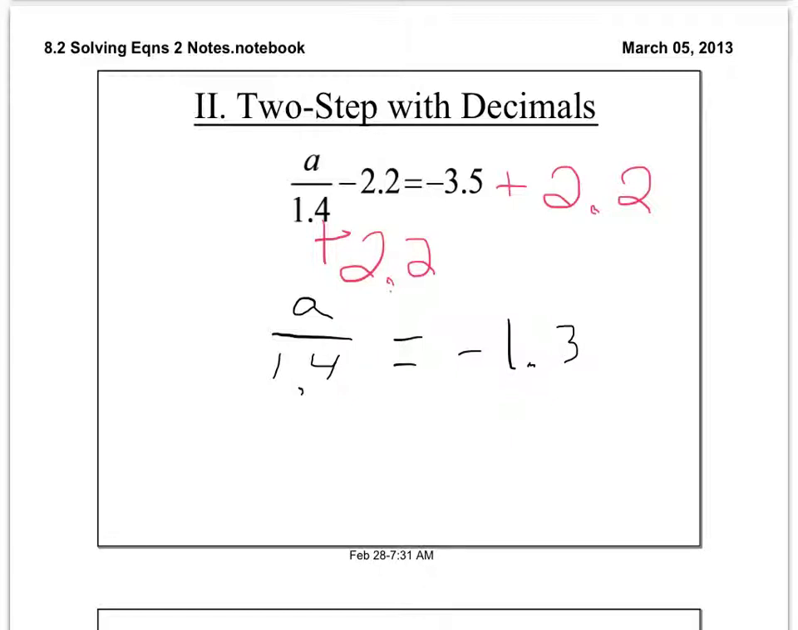Then from here, 1.4 is being divided by a, so you will multiply at both sides by 1.4.